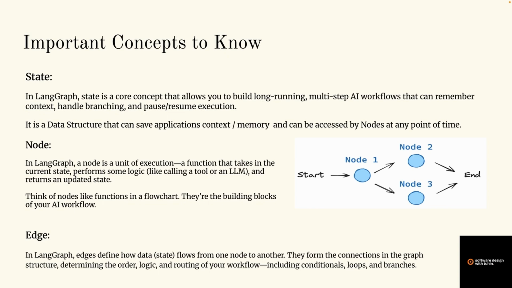So what is a node? A node is a key component of the graph. You can think of nodes like functions in a flowchart. They are the building blocks of the AI workflow. Nodes can perform tool calling, execute some business logic, or call an LLM, and finally they return an updated state. We'll come to all of these things at a later point when we implement.